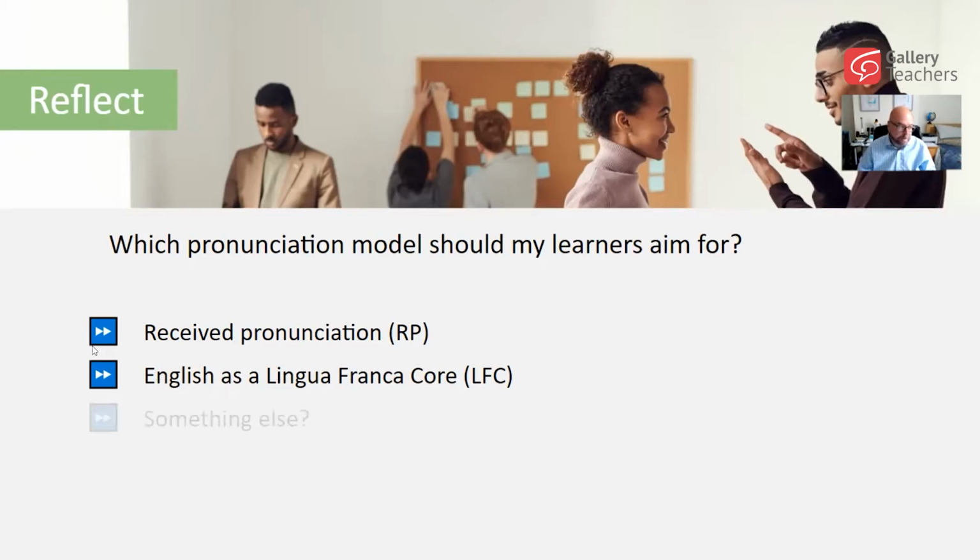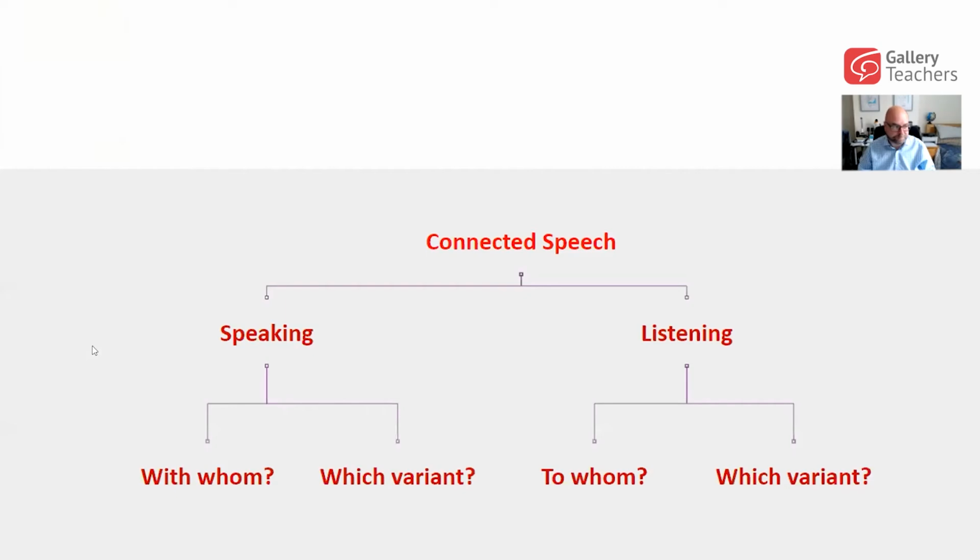And then it may well be that you want something else, something in the middle. You may be very happy with your students having a very marked accent based on their L1. But it is, I think, crucial that you think about this, because it will affect the way that you teach pronunciation, and therefore, as a result, the way that you teach connected speech. Let me show you how and why.